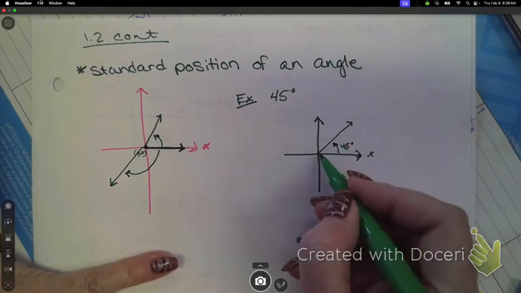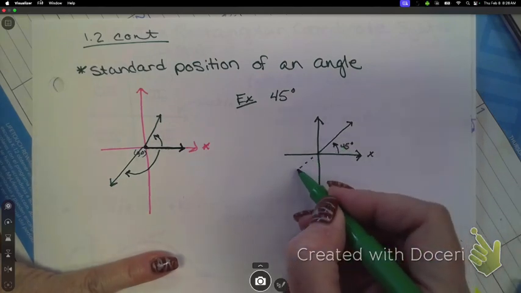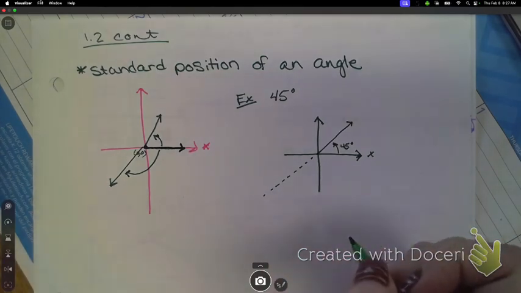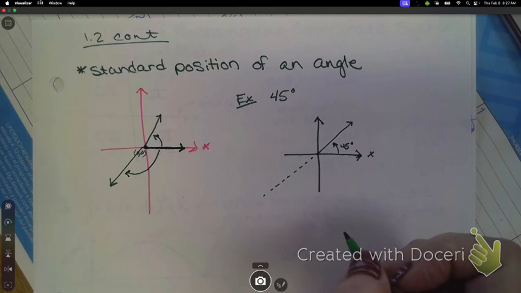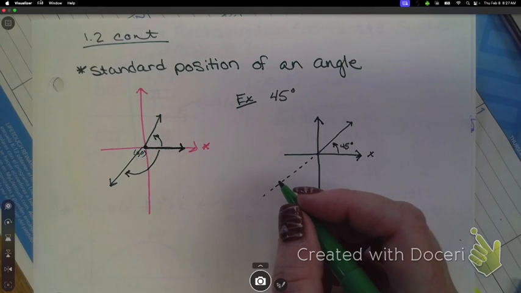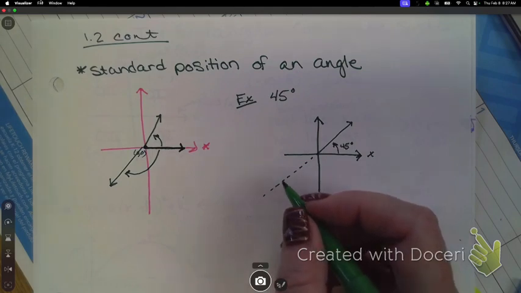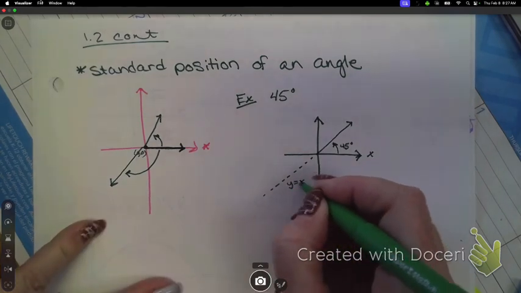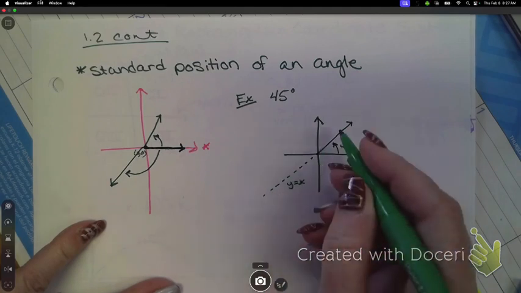So what would happen if I continued this? What line is this? What y equals mx plus b line is that? What's the y-intercept of this line? 0, right? And what's the slope? Up 1 over 1, yeah? So this equation is y equals x if that was a line, right?